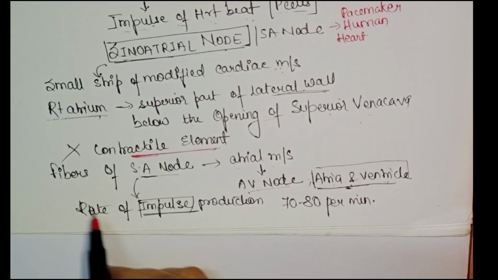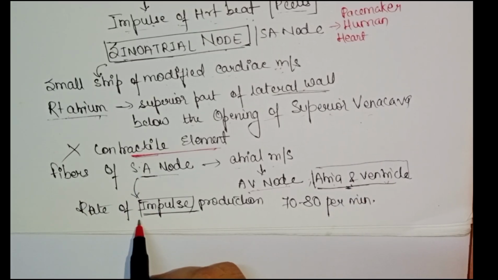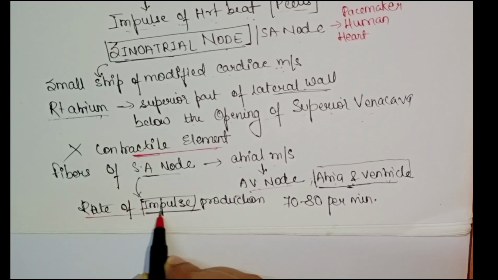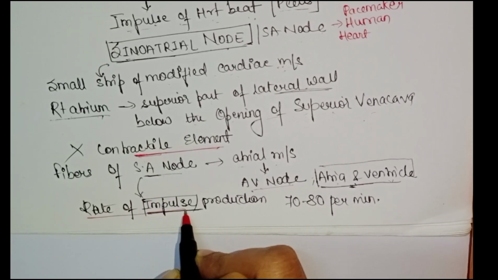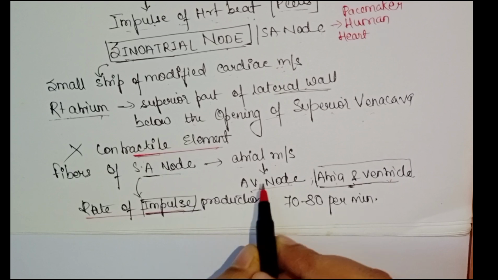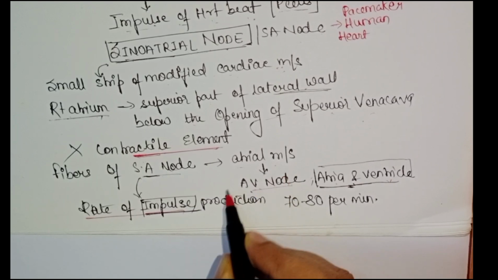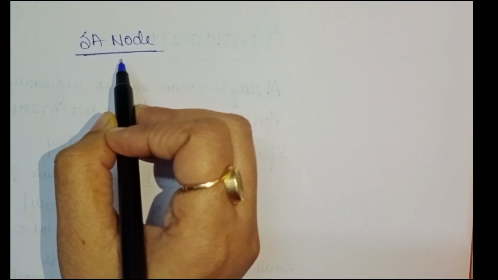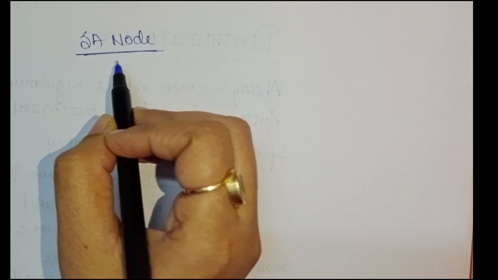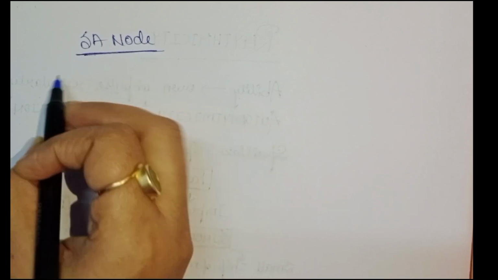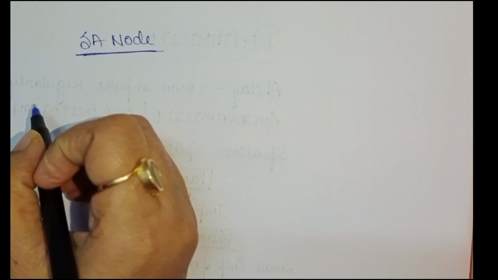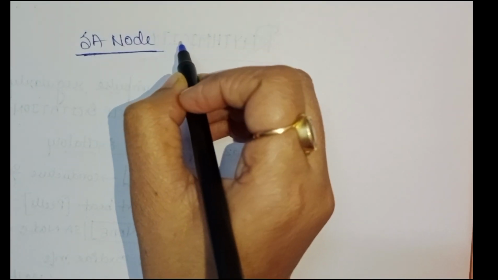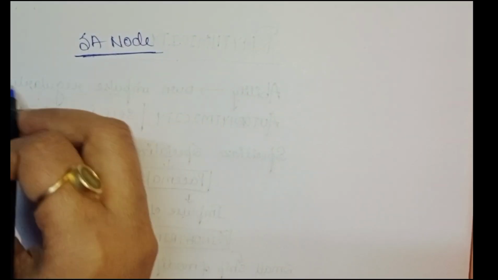Still, the SA node is considered the pacemaker because the rate of production of impulse in the SA node is more than the other parts of the heart. How can we say that the SA node is the pacemaker and not the other parts of the heart? There are some experimental evidences that prove that the SA node is the pacemaker in the human heart.